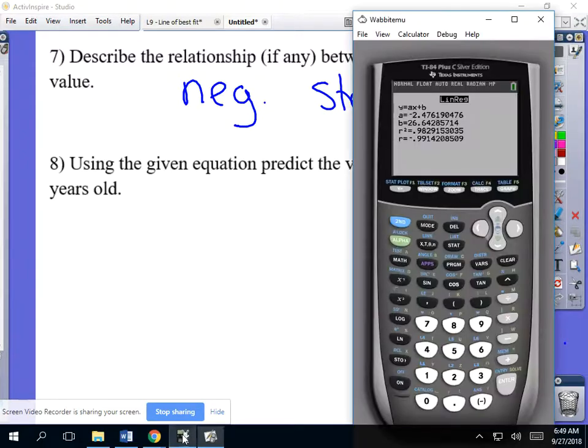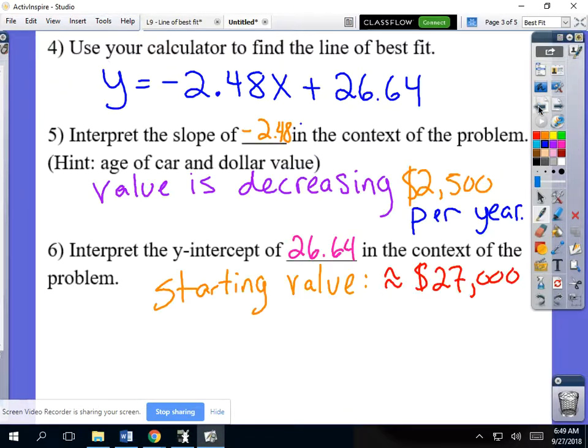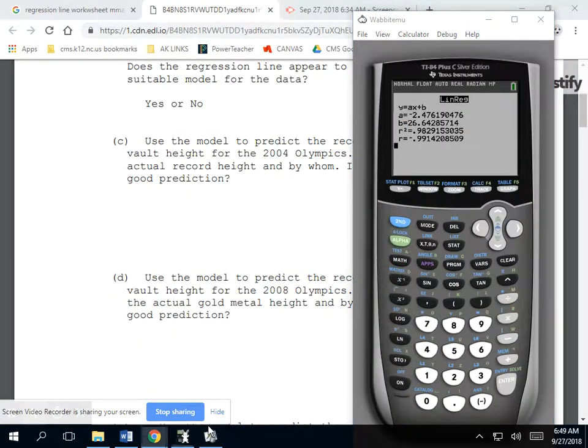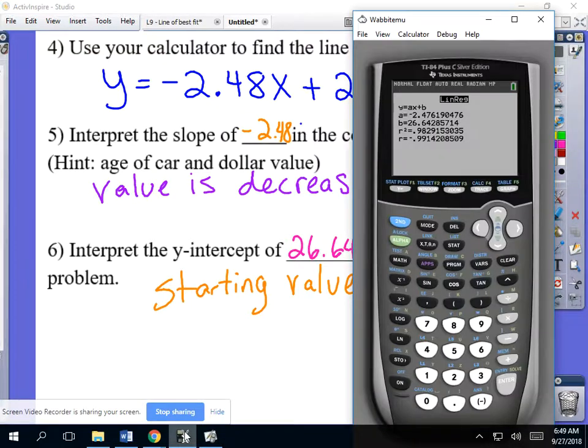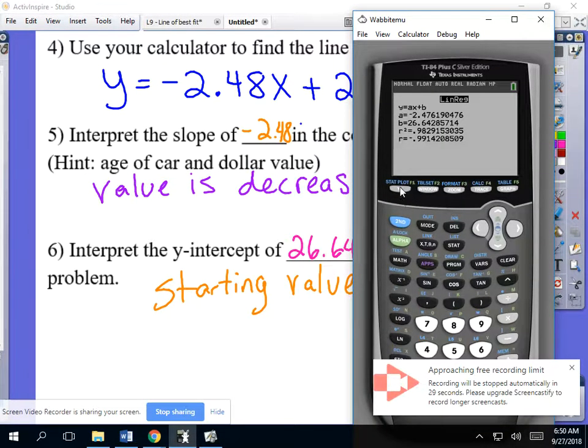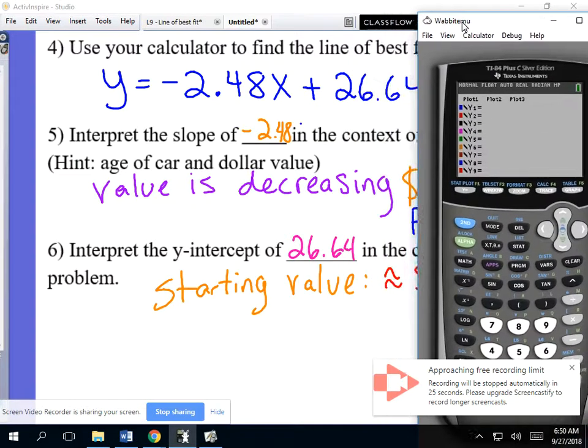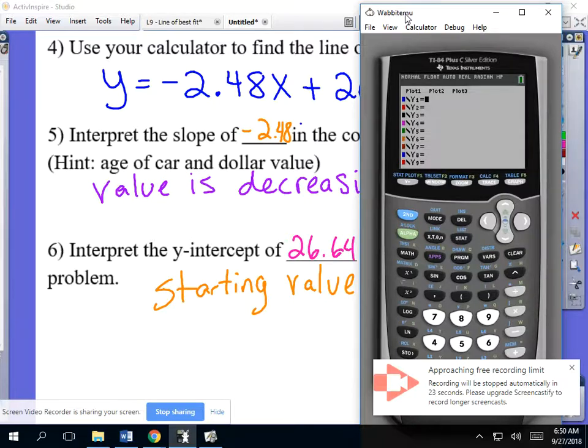And this is the part that you don't know how to do yet. So grab your calculator, and we're going to take this equation and type it into Y equals. So everyone on your calculator, I want you to click this key here at the very top. Y equals right there. And you're now going to type this equation into the calculator.